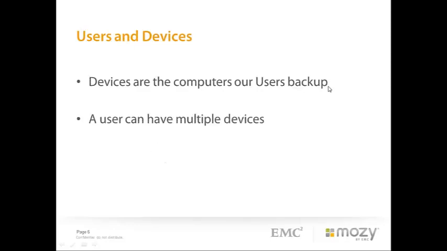So users and devices. The devices are the computers that our users are backing up. A user can have multiple devices, up to a maximum of 20 devices underneath an individual user. You can stipulate how many devices you assign to the user when you're creating the user, or later on if you want to come back into the administration console and edit how many devices a user has. I'll show you that when we're going through the walkthrough in a minute.